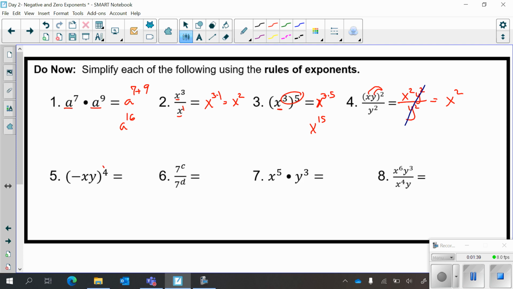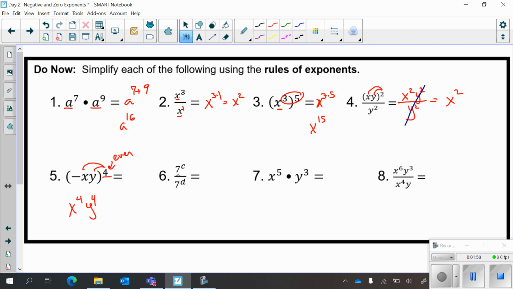For number 5, when you distribute that exponent, the negative is on the inside, and we know that a negative to an even power is positive. So the negative goes away, and this becomes x to the 4th, y to the 4th.